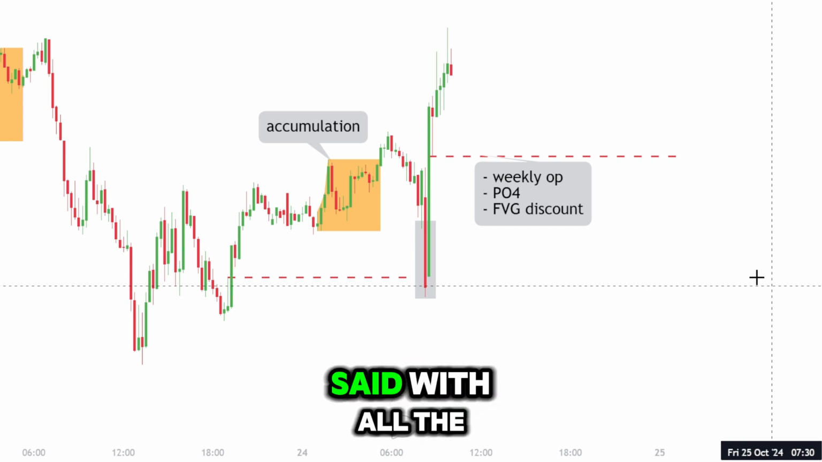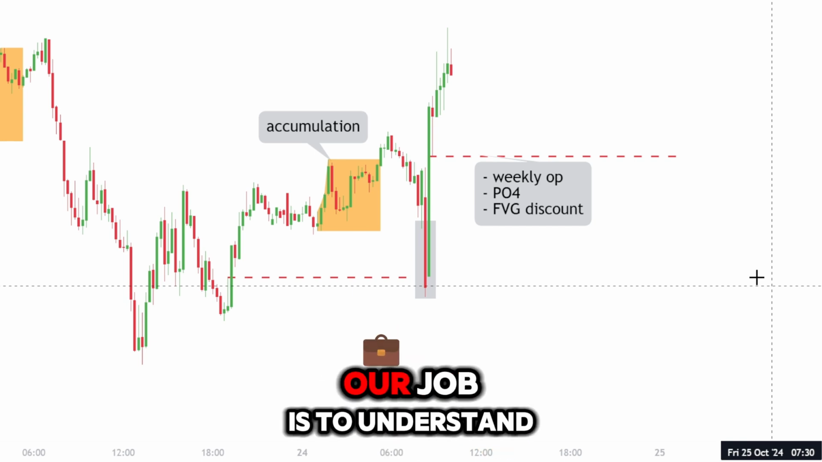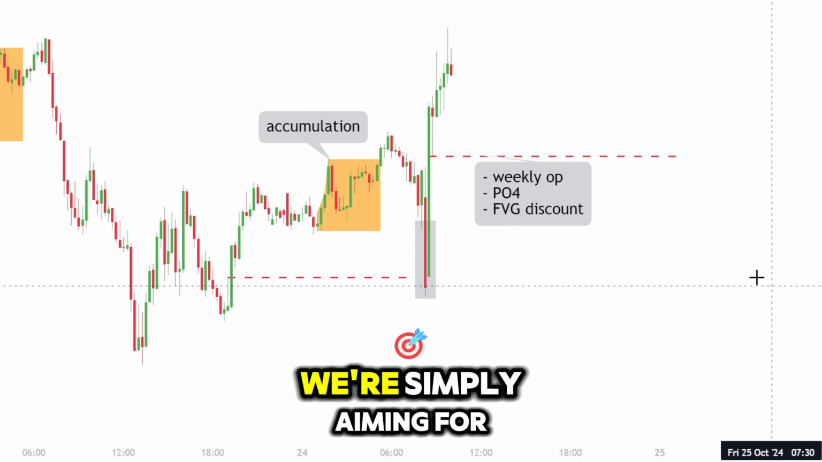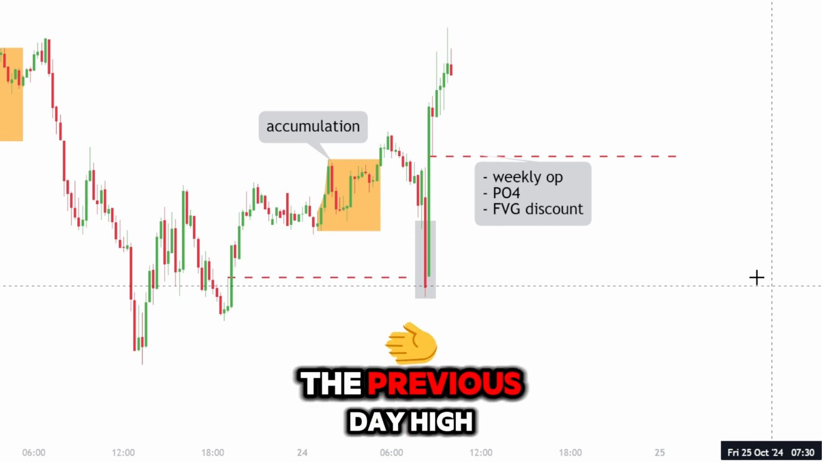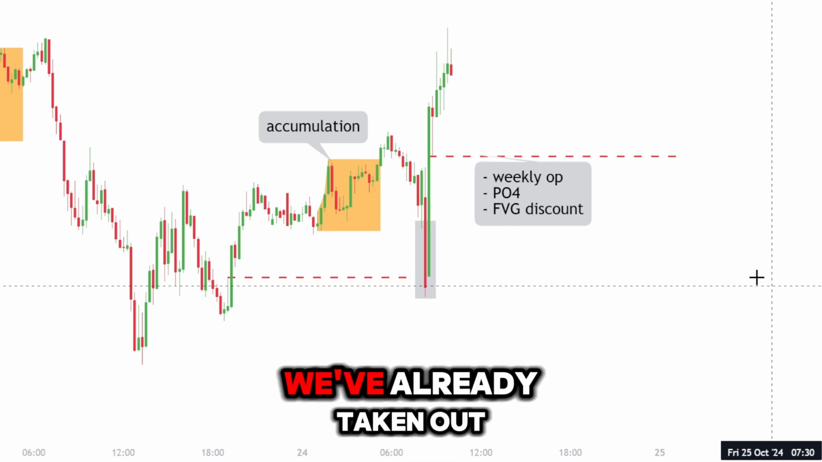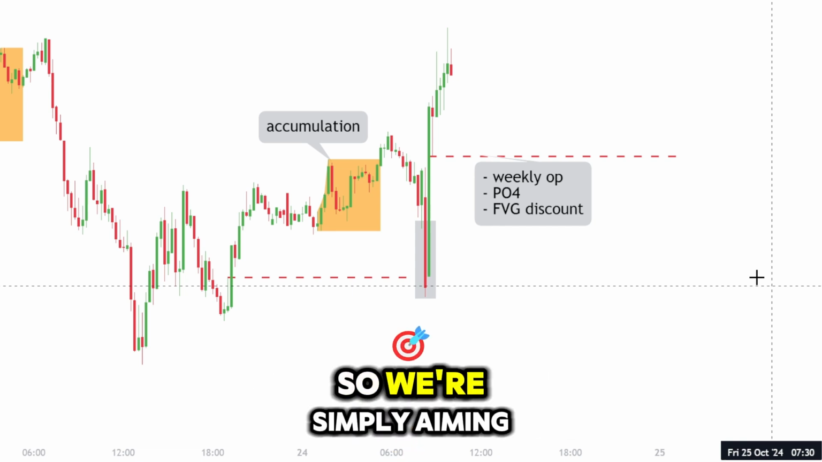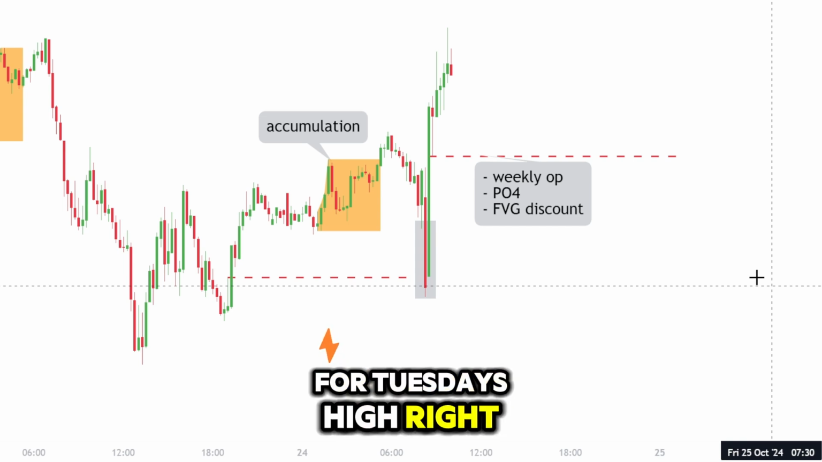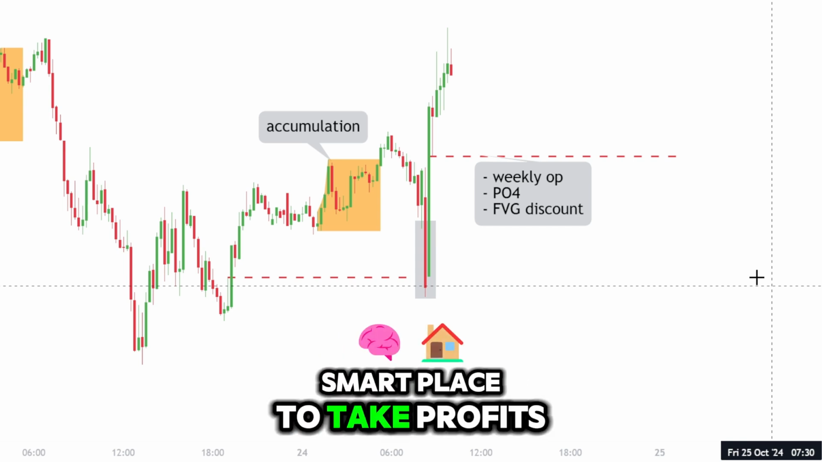Now, with that being said, with all the rules ticked, our job is to understand we're simply aiming for the previous day high. So this in itself is the previous day high because we've already taken out Wednesday's high. So we're simply aiming for Tuesday's high, right? This is a very smart place to take profits.